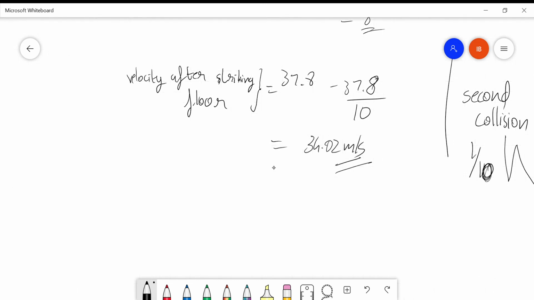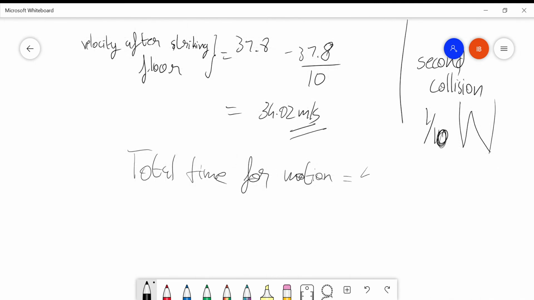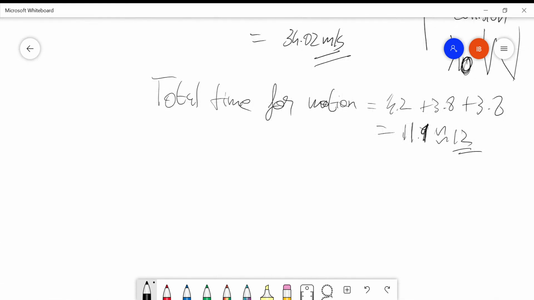Then the total time for upward motion, that is equal to 4.2 plus 3.8 plus 3.8, that's 11.9. Solving that we get 11.9. Okay, we'll take that as 12 seconds. Now to plot the graph, it's fairly simple.